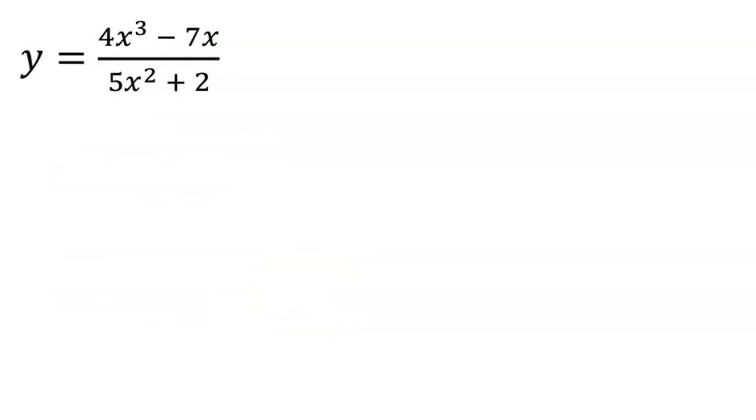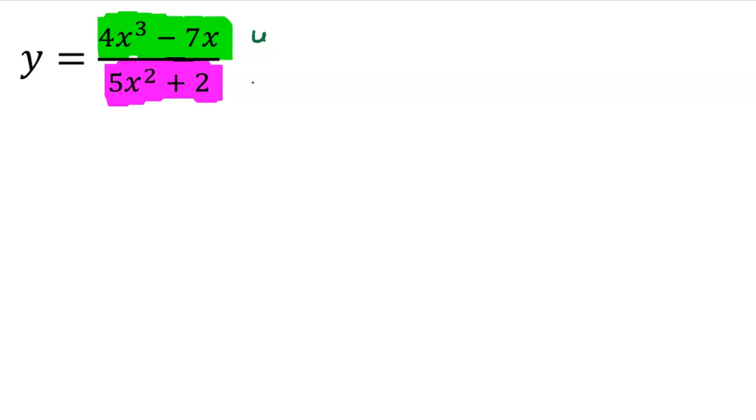All right, slightly more difficult problem here, just a little bit more to do. I got my numerator, 4x cubed minus 7x. Got my denominator, 5x squared plus 2. That's my u, and that's my v. And I'm going to dive right into using the quotient rule. So y prime, the derivative of this function, is going to start off with v. Always start off with the denominator left alone. There it is. There's v.